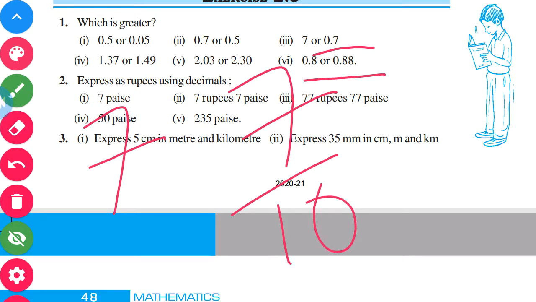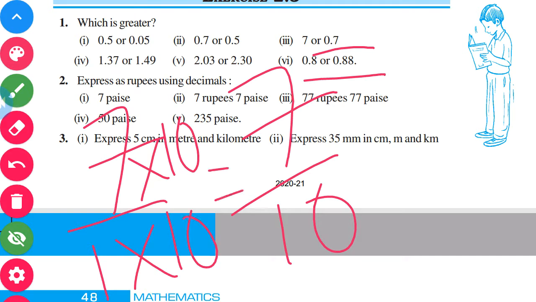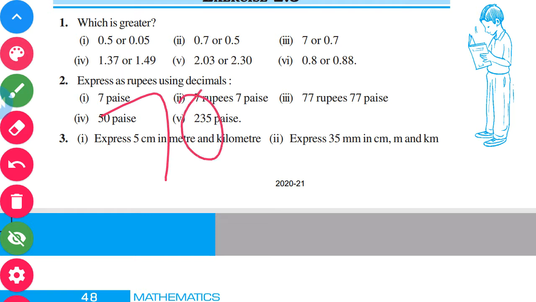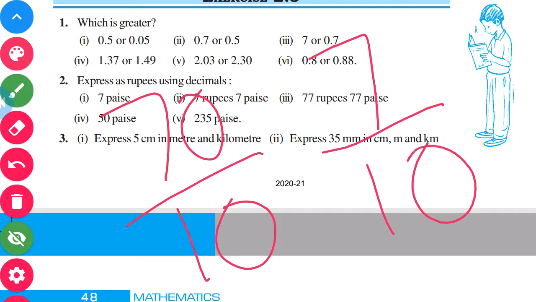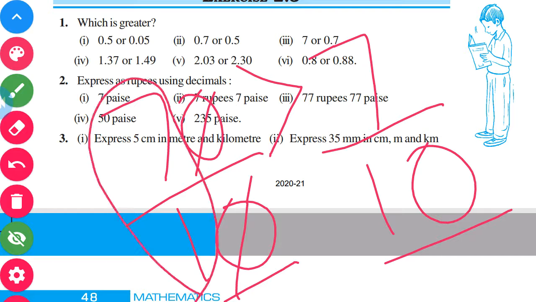Suppose if you want to convert only, what you can do is the same thing: you consider 7 as 7 by 1 and multiply and divide by 10. So what does it give you? 7 into 10 is 70 and 1 into 10 is 10, and we are going to compare with 7 by 10. Now the denominators are the same, so which is greater, 70 or 7? Definitely 70 is greater. And if you cancel, your answer remains the same, that is 7 by 1 is 7.